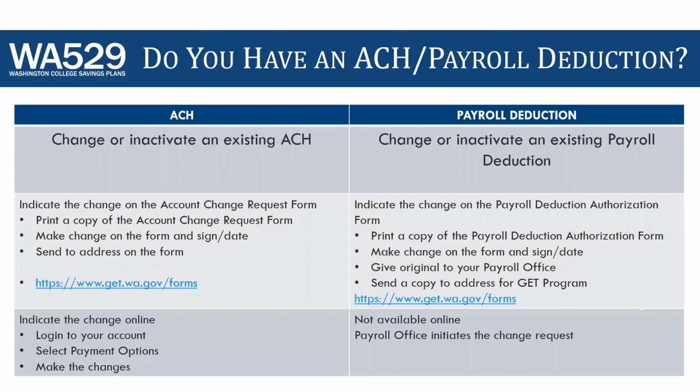If you have a payroll deduction, that's a bit different. You have to inactivate or change the withdrawal amount using the payroll deduction authorization form and send it to your payroll office, and send a copy to GET. Your payroll office will make the requested change on your paycheck. The payroll deduction authorization form can be found on our website at get.wa.gov/forms.